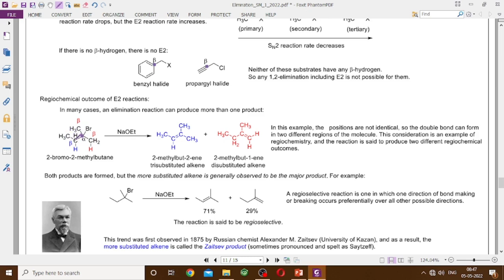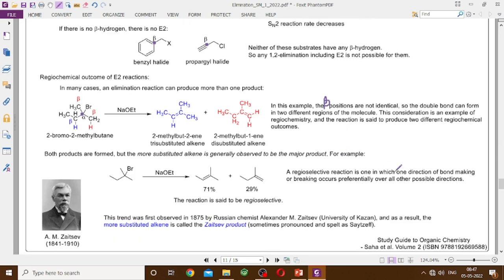beta carbon is different. যদি blue হাইড্রোজেনটাকে abstract করা হয় তাহলে I will get a tri-substituted alkene, 2-methyl butene, and if any of the 6 red beta hydrogens are abstracted, then I will get 2-methyl butene, which is the disubstituted alkene. The beta positions are not identical. এখানে একটা beta হবে. The beta positions are not identical, so the double bond that is going to be formed between the alpha and beta carbons, they are also different. একটাতে আমরা trisubstituted alkene পাবো আর একটাতে আমরা disubstituted alkene পাবো.